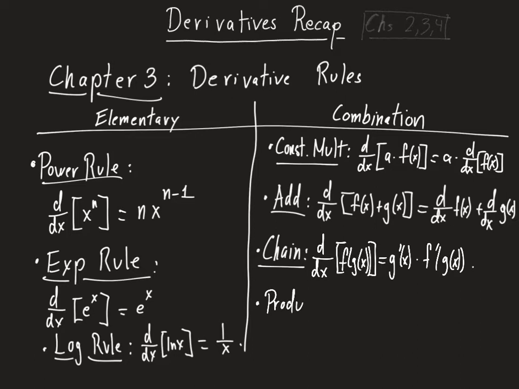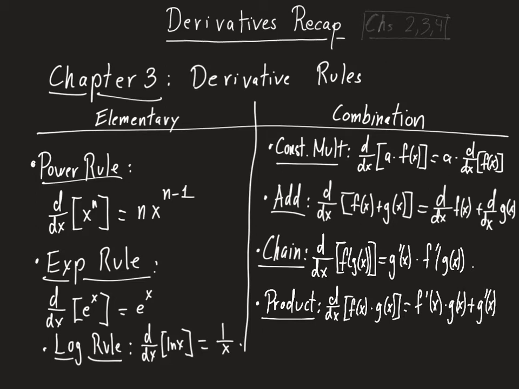Then we have the product rule, which, as its name implies, tells us how to deal with taking derivatives of two functions multiplied one by the other. And it tells you that that is going to be equal to the derivative of the first function times the second, plus the derivative of the second function times the first. Last but not least, we have the quotient rule.